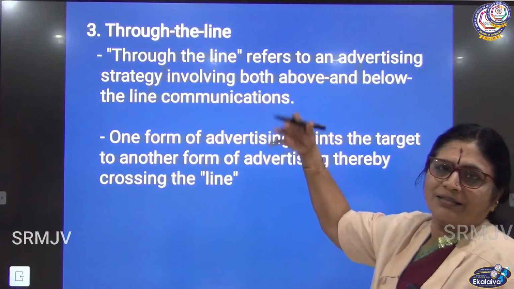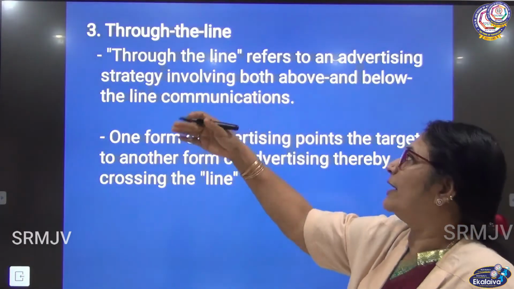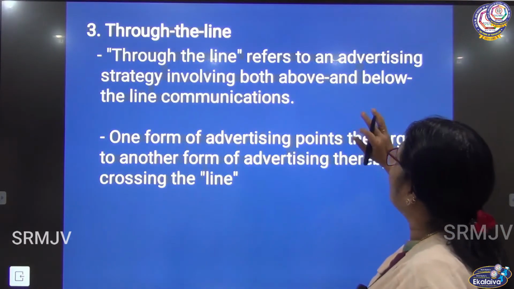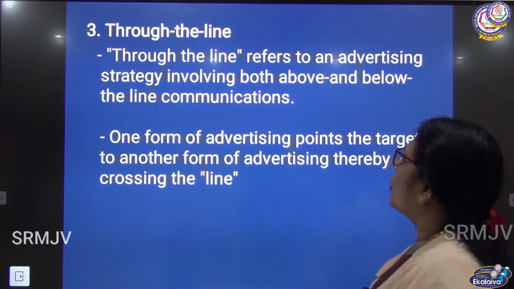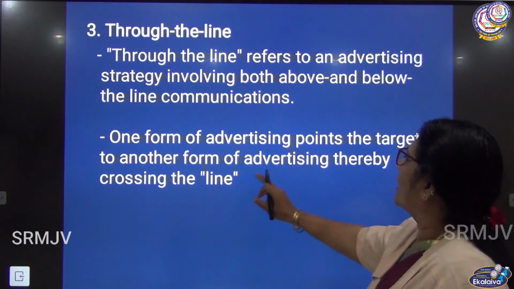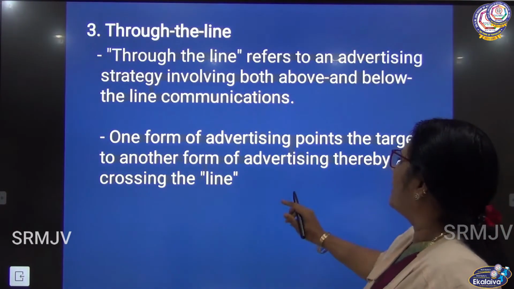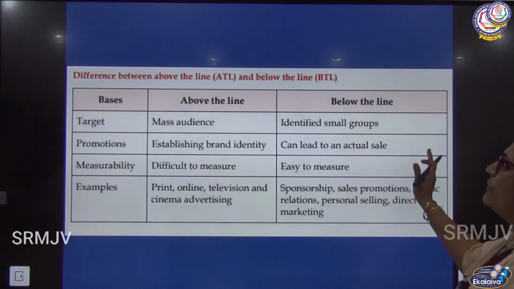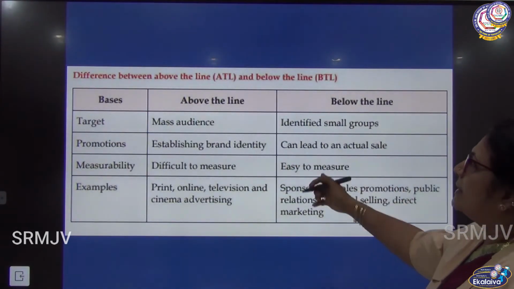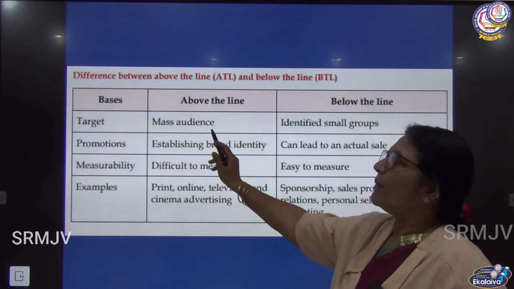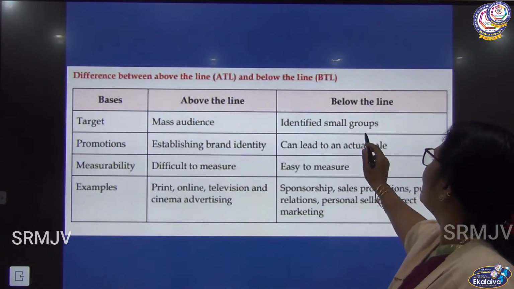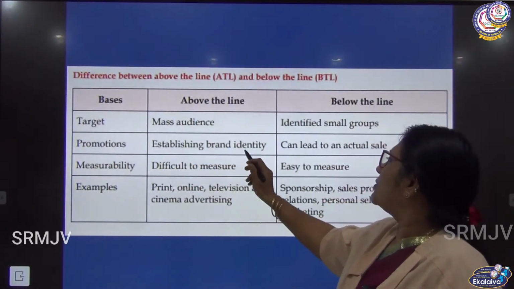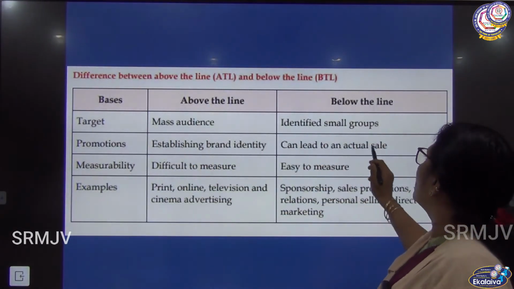Now in between above the line and below the line, you have through the line. Through the line refers to an advertising strategy involving both above and below the line communication. One form of advertising points the target to the other form of advertising, thereby crossing the line. Now I've just given you the difference between above the line and below the line. See, above the line, who is the target? Mass audience. Here, identified small groups. Fine. Now promotion, establishing the brand identity, can lead to an actual sale.